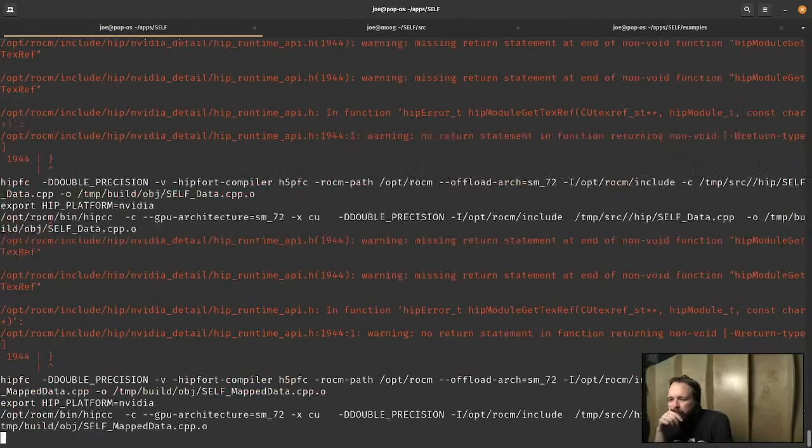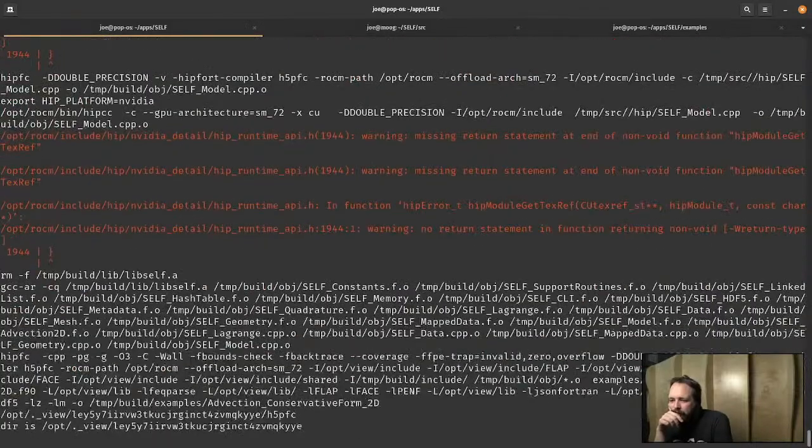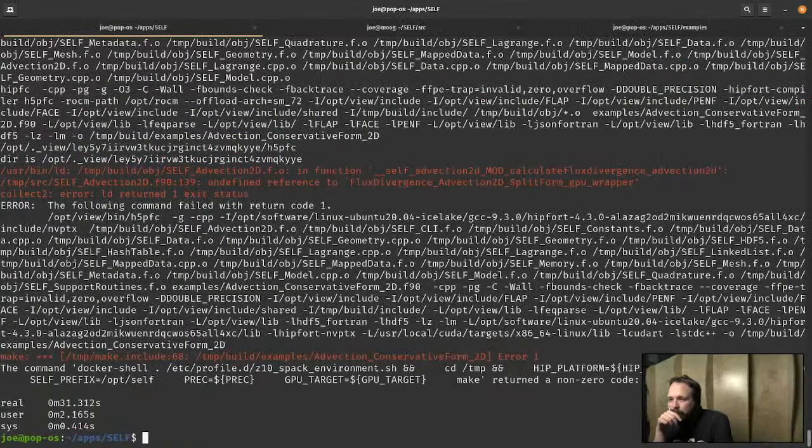Looks like we resolved it. Must have been a typo. Let's make sure it gets to the C++ files. It looks like it did. It's building the library. Yep, there we go. Oh, this might be the, I gotta check.